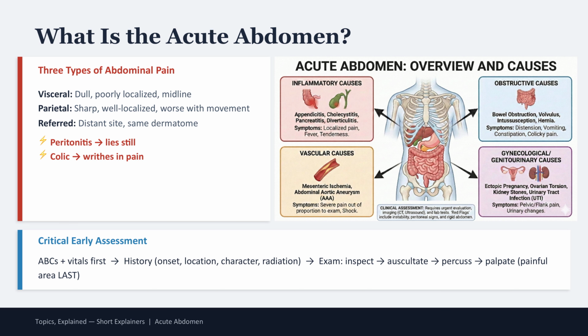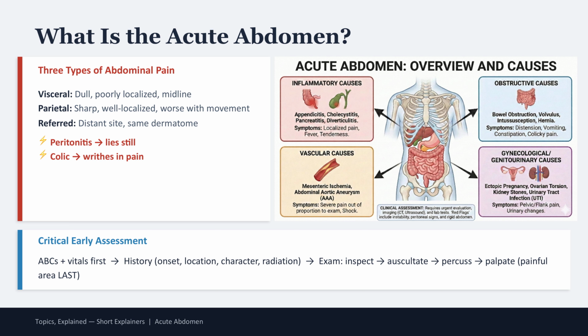So, what is the acute abdomen? It's any sudden onset abdominal pain that demands urgent evaluation. The first thing to understand, there are three types of abdominal pain. Visceral pain comes from distension or ischemia of hollow organs. It's dull, poorly localized, and felt in the midline. Parietal pain is sharp, well-localized, and worsened by movement. That's the peritoneum talking. Referred pain shows up at a distant site sharing the same dermatome, like diaphragmatic irritation causing shoulder pain. Here's a clinical pearl you'll see everywhere. The patient with peritonitis lies perfectly still, while the patient with colic pain writhes and can't get comfortable.